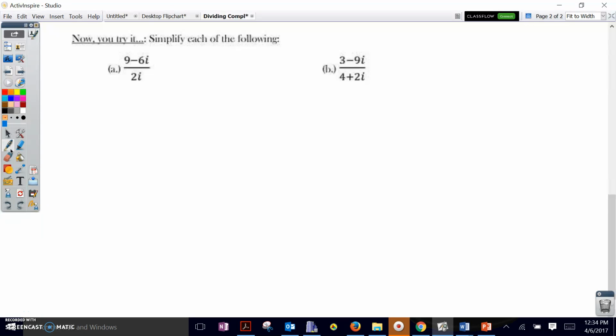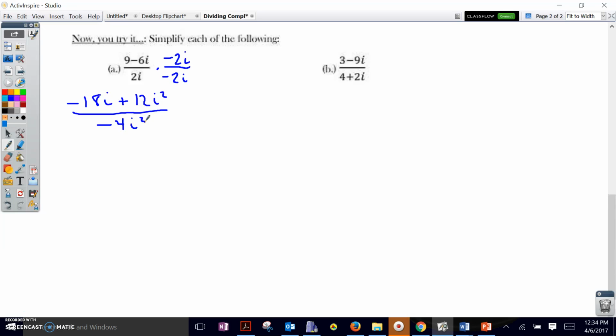All right, so now the problems that you were trying, here are the solutions to those and how I would handle finding those solutions. So we've got 9 minus 6i over 2i. The complex conjugate of 2i is negative 2i, so I'm going to multiply both numerator and denominator by negative 2i. That gives me negative 18i plus 12i squared over negative 4i squared.